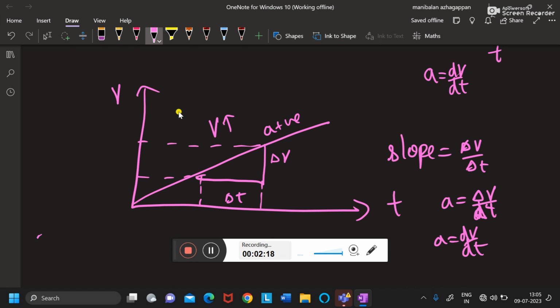The next one, area of this graph. If you take the area, you will get displacement. This is very important. Slope of this graph will give acceleration. Area of this graph will give displacement.